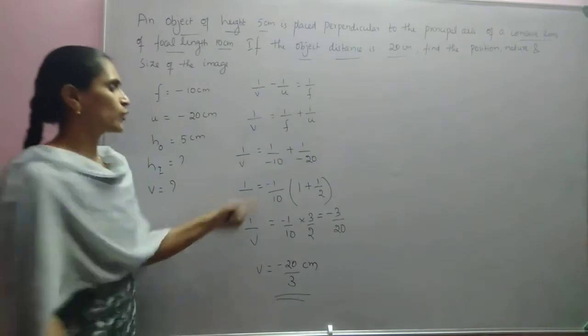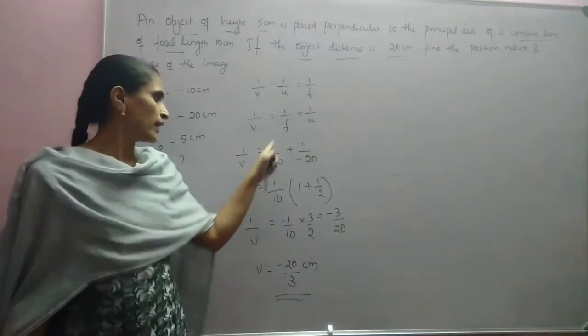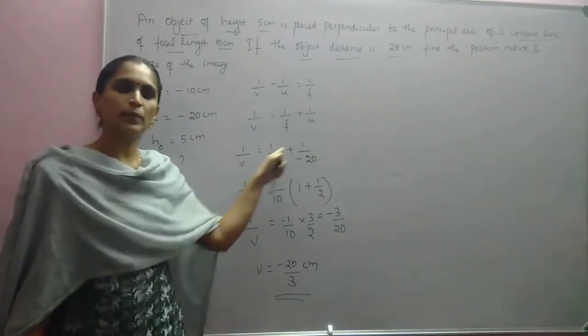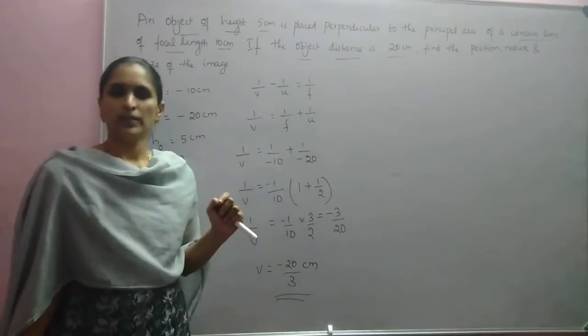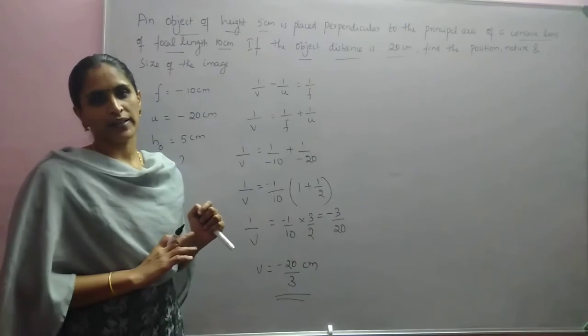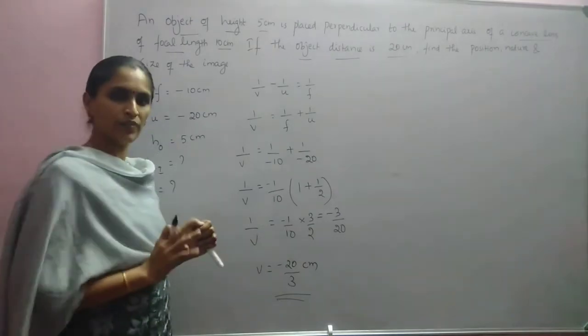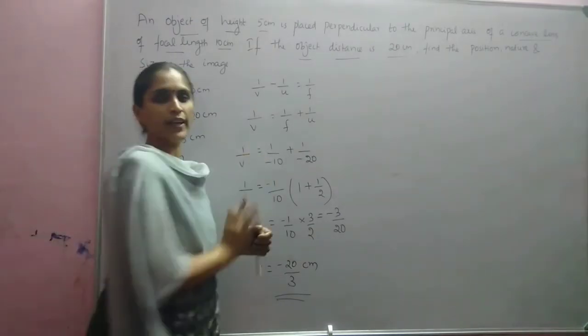Here, if you want, you can take the minus sign common: 1 by 10 plus 1 by 20, so 20 plus 10 by 20 into 10. Like that also you can write. It's up to you how you simplify that. Here I showed you one of the methods.